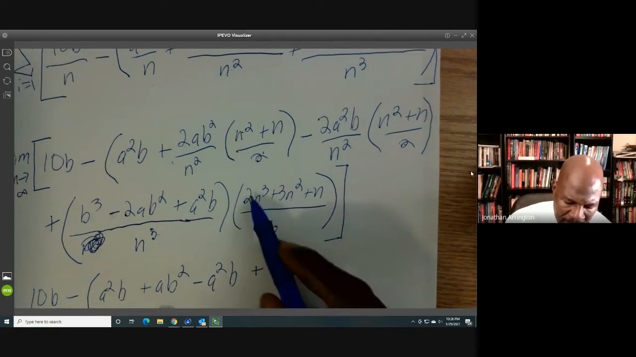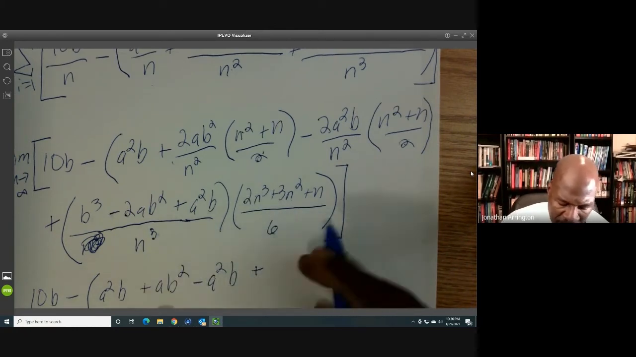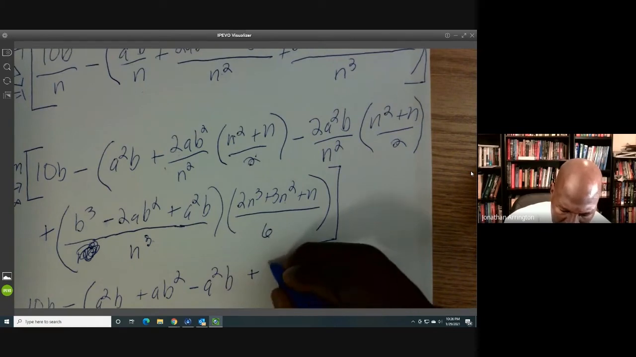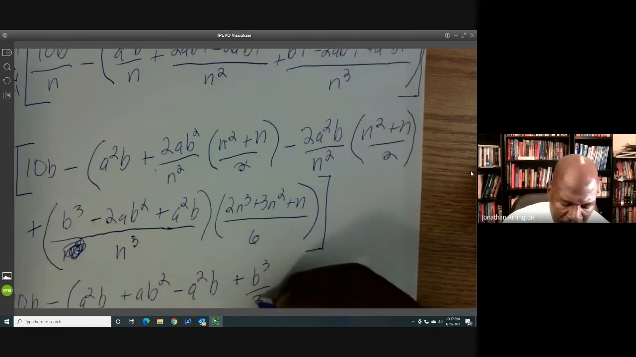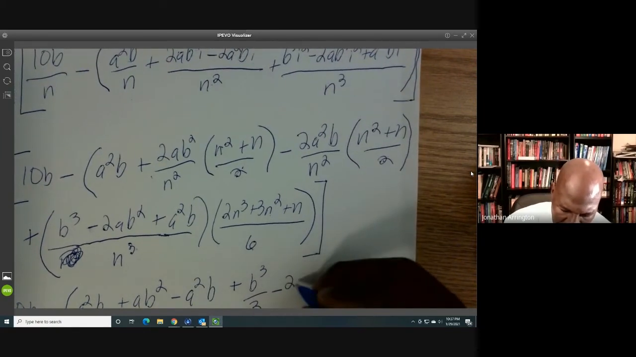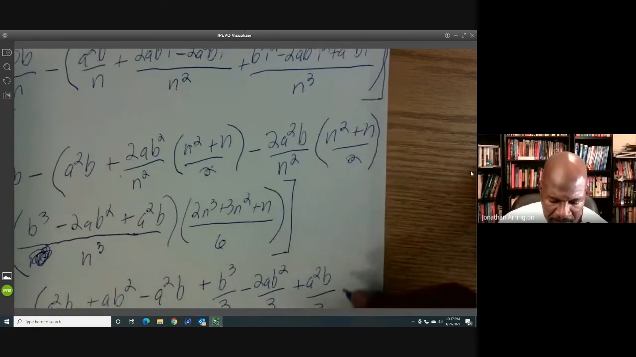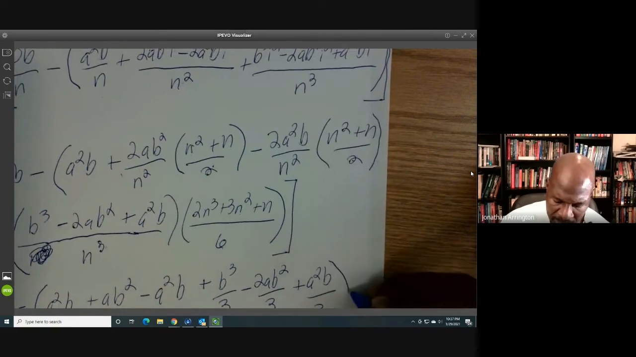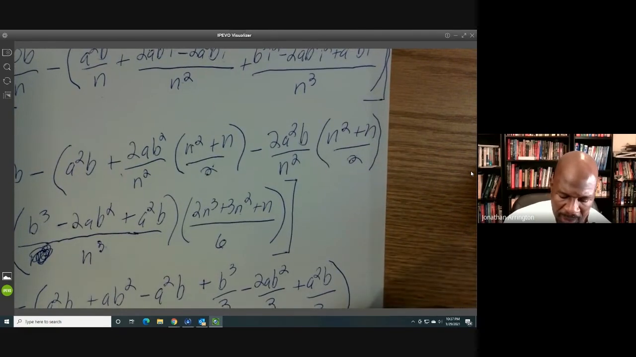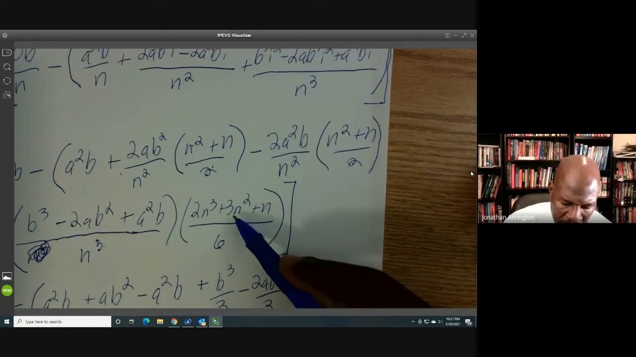So again, 2n cubed over 6 is n cubed over 3. The n cubes will cancel, and stuff will just be divided by 3. So this will be plus b cubed over 3 minus 2ab squared over 3 plus a squared b over 3. Now, go ahead and close this. You may say, wait, what are you closing it for? You haven't done 3n squared over 6 or n over 6.